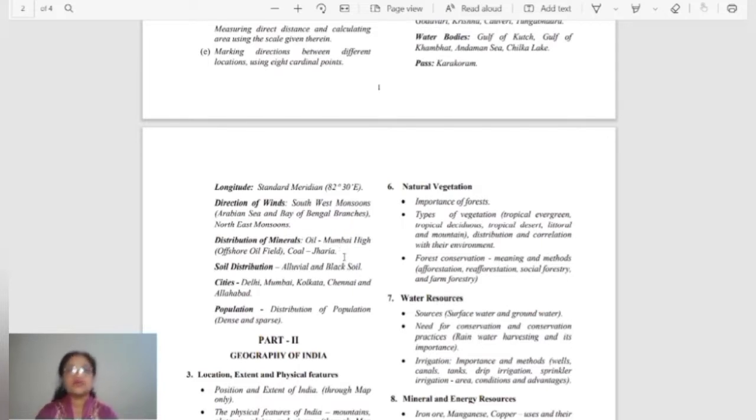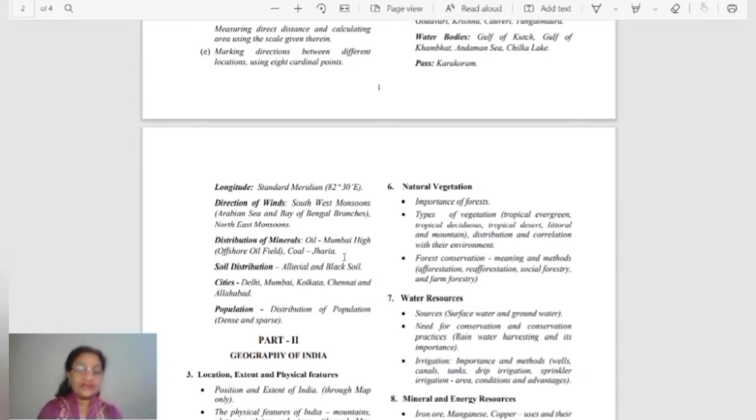Out of all the soils we have in the syllabus, 4 types of soils are there. Out of all the 4 types, alluvial and black soils are still a part of the reduced syllabus to be marked on the map. And the other 2 soils, that is laterite soil and the red soil, are not now a part of the reduced syllabus. So you only have to practice the 2 soils, that is the alluvial soil and the black soil.